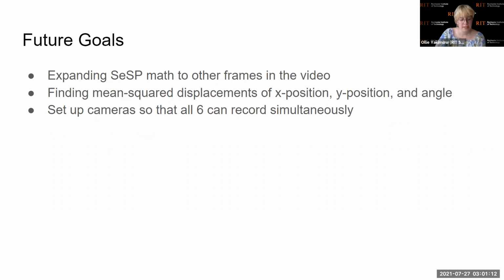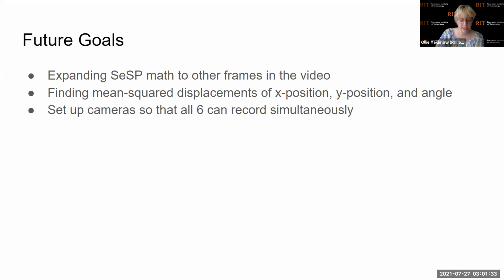The next step in this project is to begin analyzing other frame sets of the larger video using the same SeSP math I used on frames 128 to 153. Following that, we plan to analyze the mean squared displacements, which is the average motion over time, of the SeSP's horizontal motion, vertical motion, and angular motion.